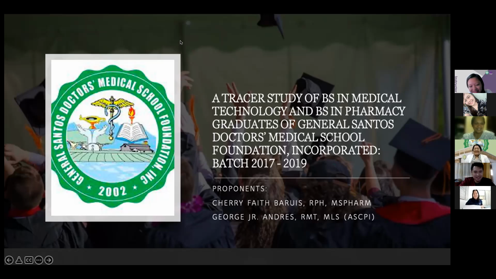Sa tingin ko magiging masaya sila, Ma'am Joy, kasi synchronous ang inyo, simultaneous ang inyong data gathering. So, isa lang nagkakumpas, tapos lahat na at the same time.